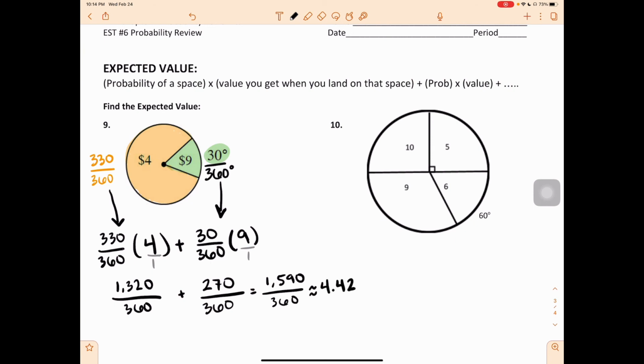And now we're talking dollars. So if we were to play this over and over and over again, we would expect to win an average of $4.42 per game. So this here is the expected value.